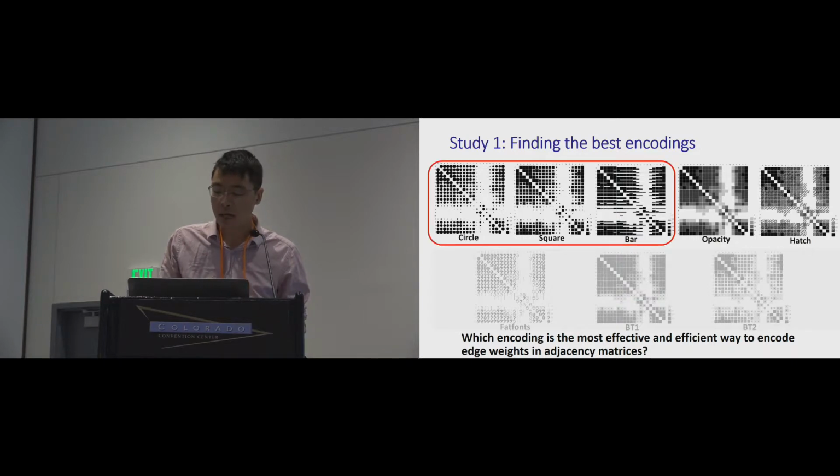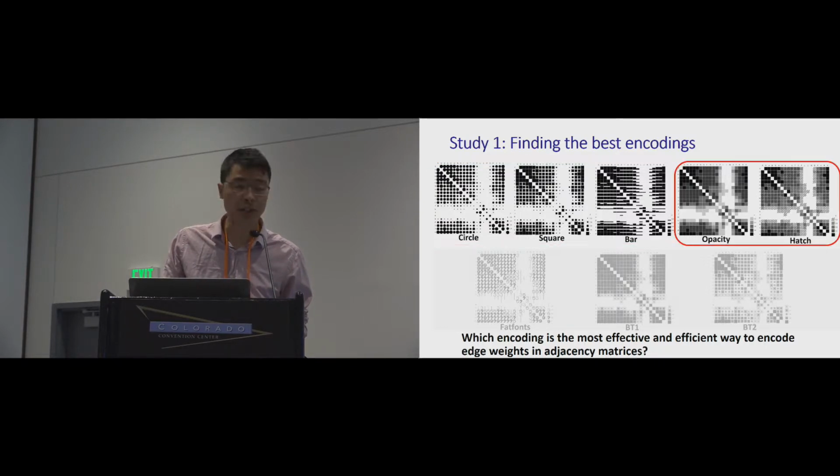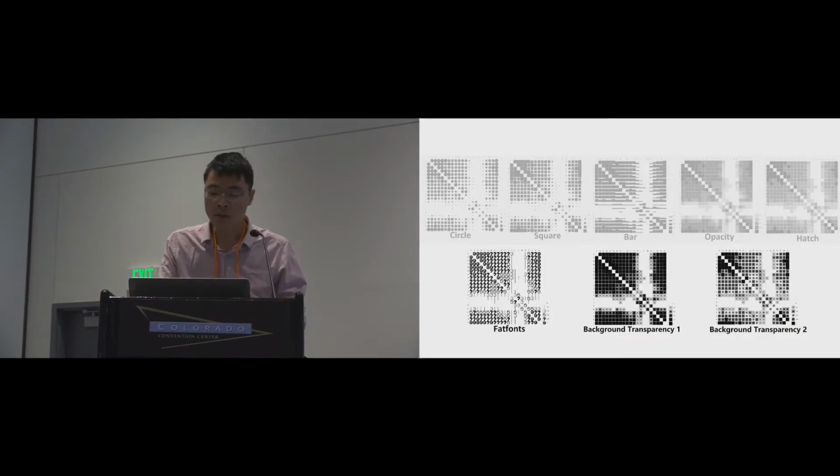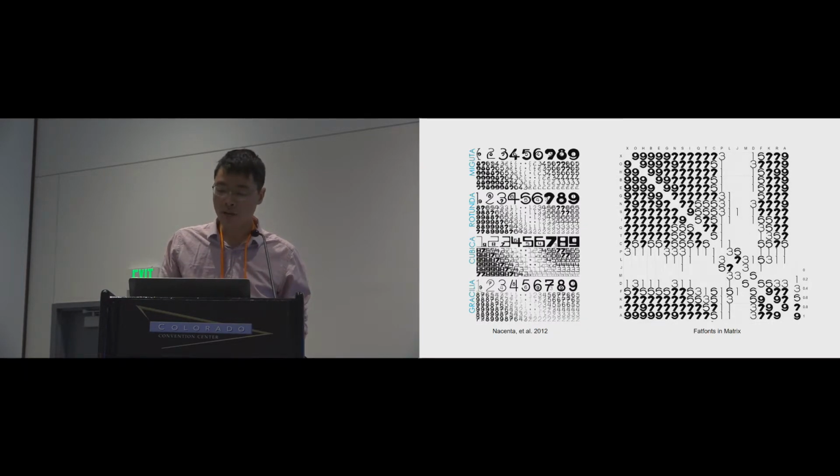Circle, square, and bar use radius or length to represent values, and opacity and hue both use the level of darkness to present values. We also applied the fat fonts technique and we created 2 new encoding methods. Fat fonts was proposed by Nacenta for tabular data, but it has not been used previously for weighted networks. So it double encodes the values by its numerical value and the thickness and the size of the ink area.